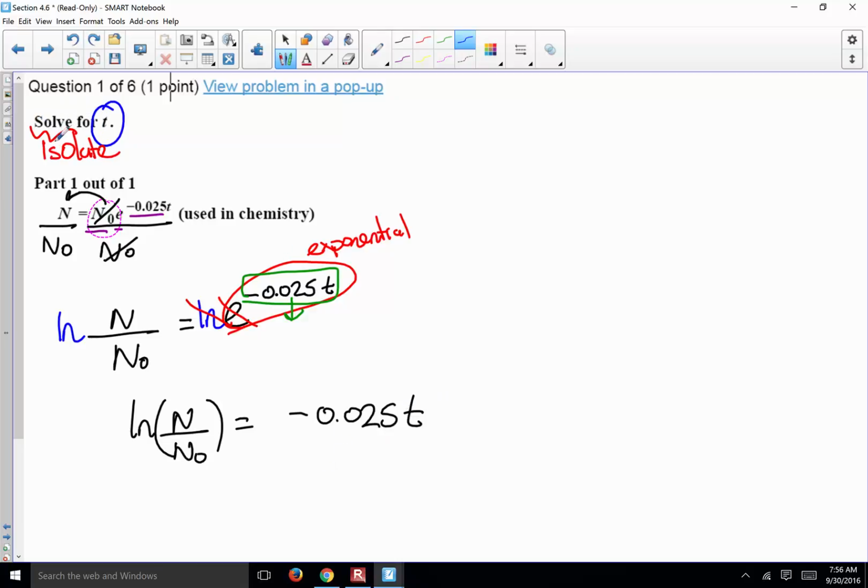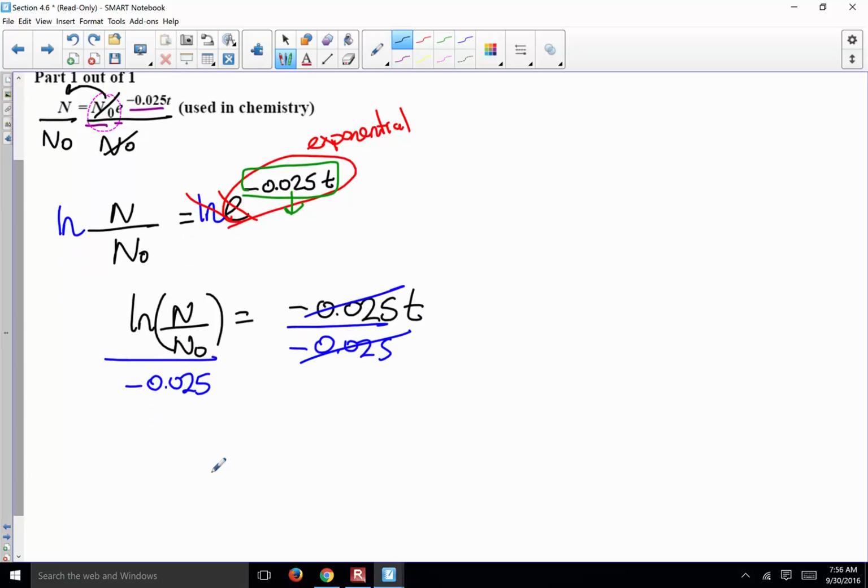Remember, our purpose is to get t all by itself. So what do I do next? Divide. Alright, so t is ln n over n0 over negative 0.025. I want to move this negative to in front here.